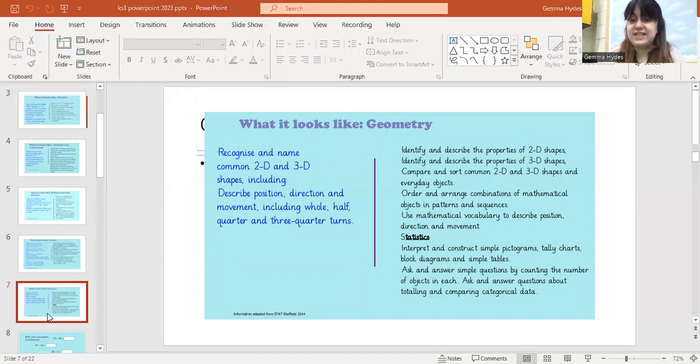And they look at statistics. So they look at tally charts and block diagrams as well. And they can answer questions about those diagrams.